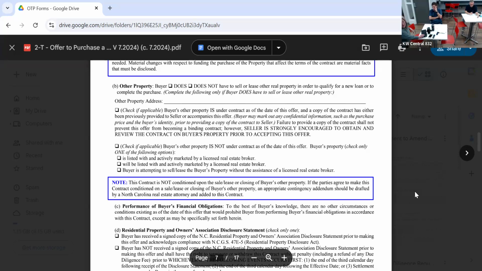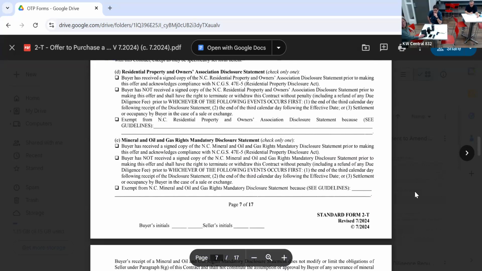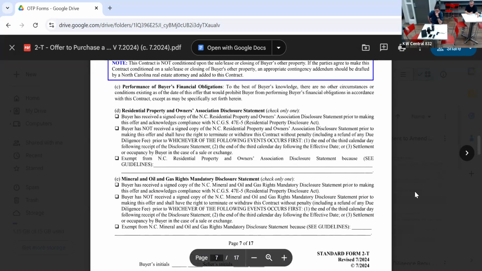Okay, then we get to our disclosures of residential property owners association disclosure. The buyer either has or has not received it. Same thing with mineral oil gas. They either have or have not. Again, they have 3 calendar days, and if they do not receive them and they decide to terminate within those 3 days, any due diligence money that had been paid will have to be returned. So kind of a weird exception, and we don't see it often.